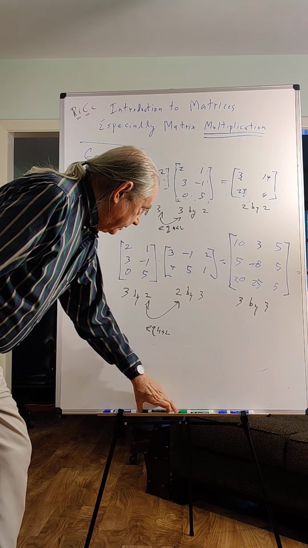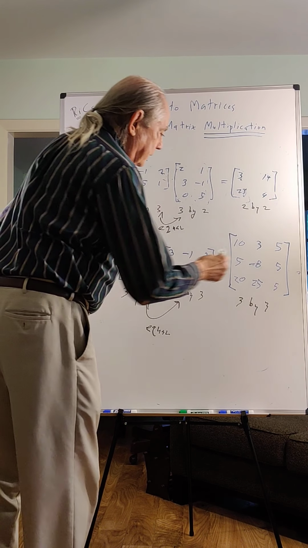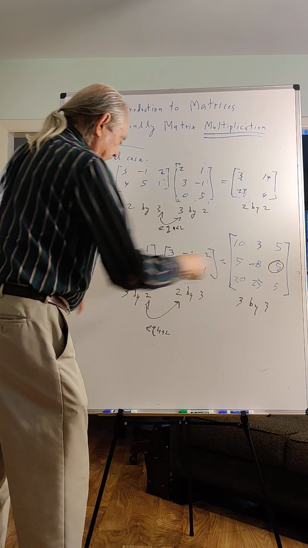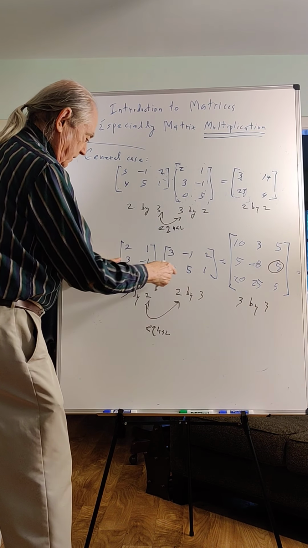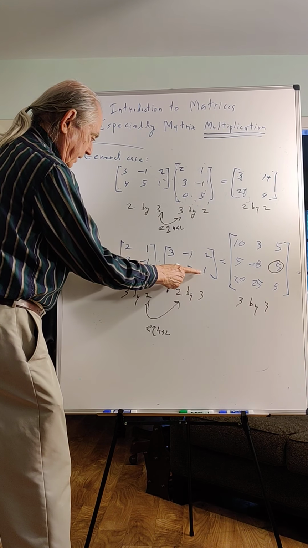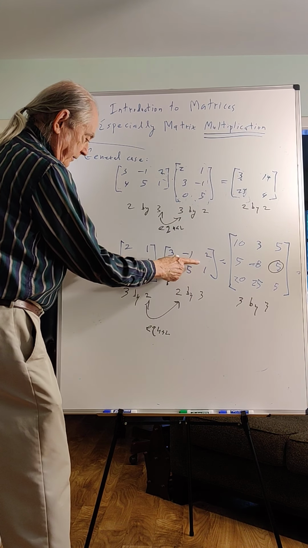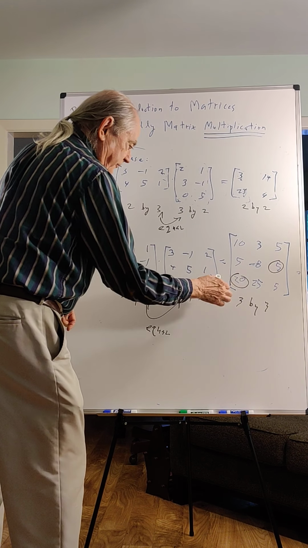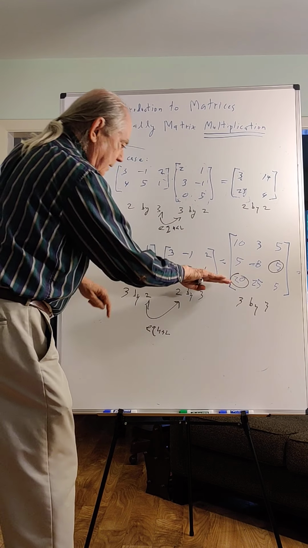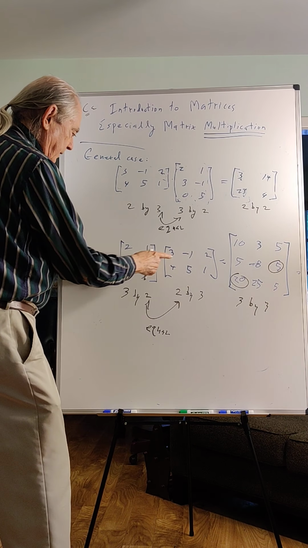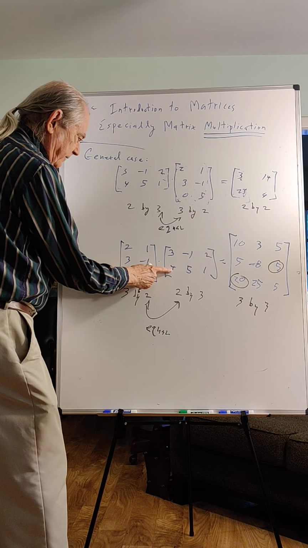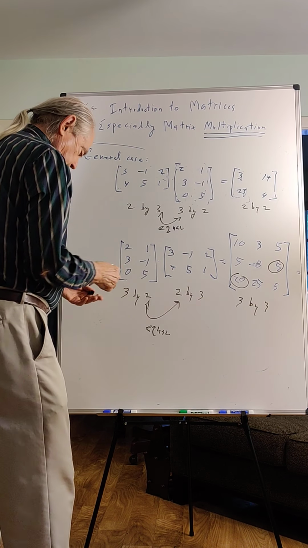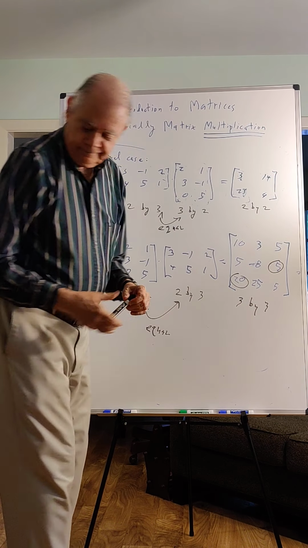For instance, I'll just pick an entry at random here. This is in the middle row in the left column, so we multiply the middle row by the left column. 3 times 2 is 6, negative 1 times 1 is negative 1. So we add the numbers 6 and negative 1 and we get 5. Here's another calculation. Bottom row, left column. So 0 times 3 is 0, 5 times 4 is 20. So we add the numbers 0 and 20.